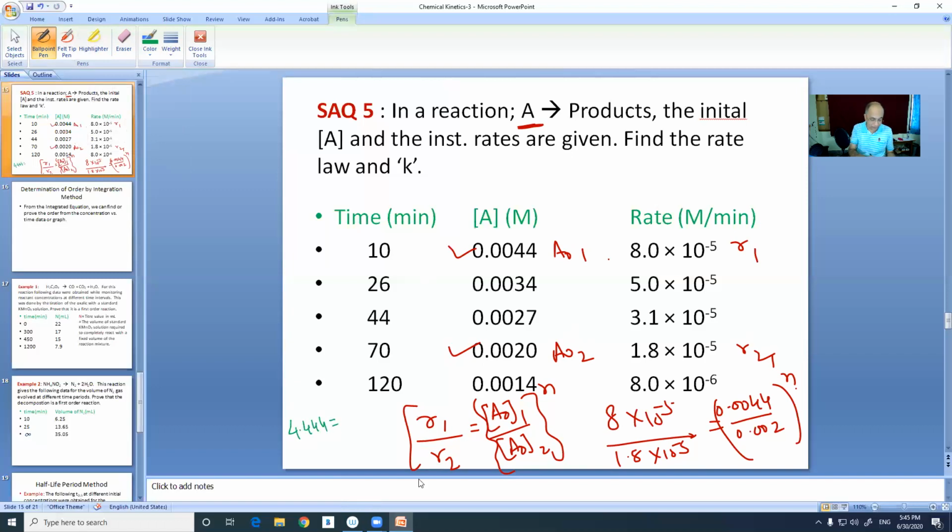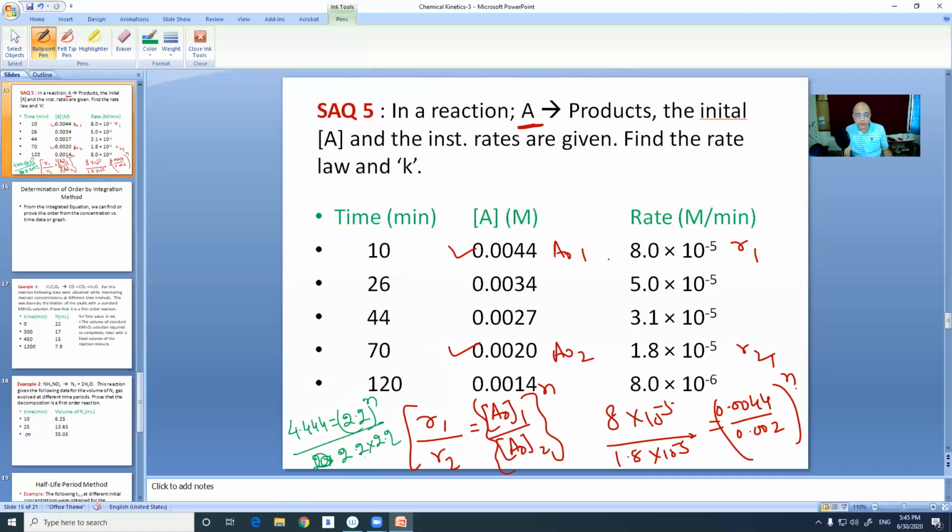This is equal to 0.0044 divided by 0.002, which is 2.2 to the power n. So by inspection method, you can say n is equal to 2, because 2.2 into 2.2. You need not go for the log method, because the orders in this type of questions are not fractional. Mostly they're elementary reactions, so the order will be a whole number.